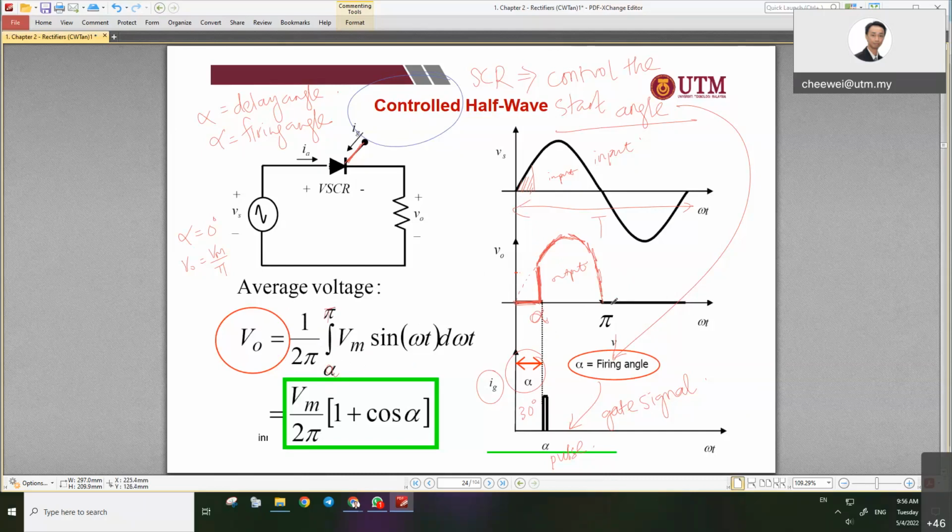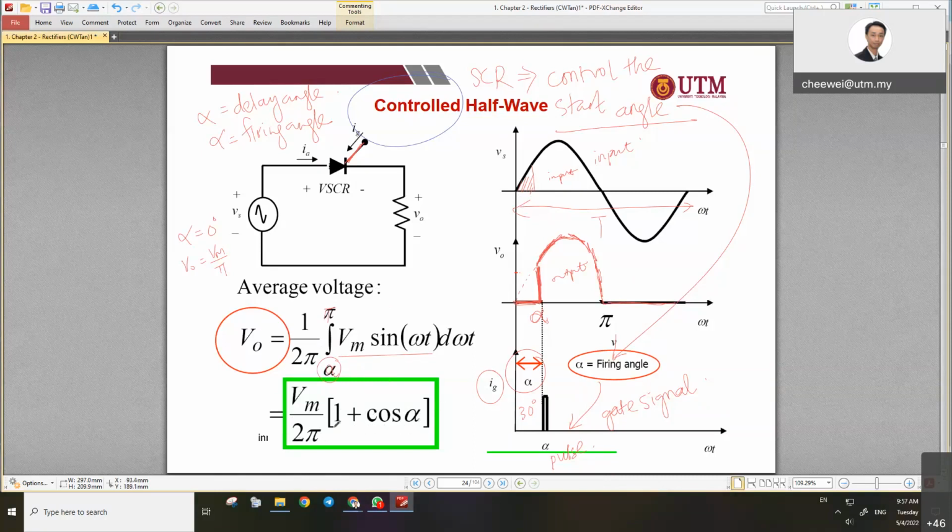Why not further? Because it's 0. It's not necessary to do integration there. So it's repeating the same thing. Actually, the whole thing is the same. What is different here? Only the starting point. Instead of starting from 0, I now start at alpha. So if you derive it, you get this equation: Vm over 2 pi in the bracket 1 plus cos alpha.